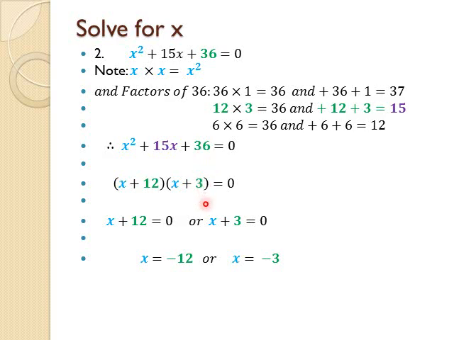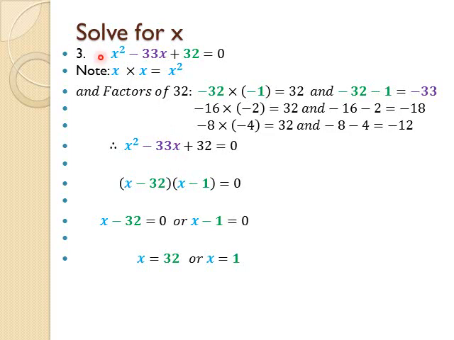Using the zero factor law, I say x plus 12 equals 0, or x plus 3 equals 0. Take plus 12 over: x equals negative 12. Take plus 3 over: x equals negative 3. So that's the second format. Let's look at the third format. So in the third format, solve for x: x squared minus 33x plus 32 equals 0.